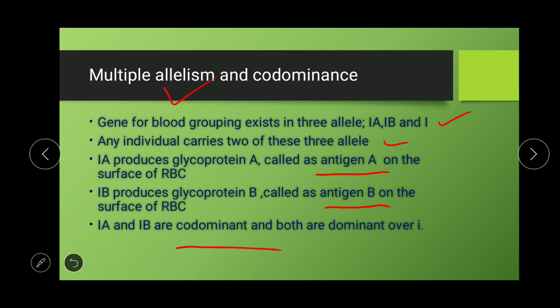So co-dominance means if I capital A and I capital B are present, none of them can suppress the effect of the other. So both will be expressed. That's why they are codominant, and they both are dominant over small i.